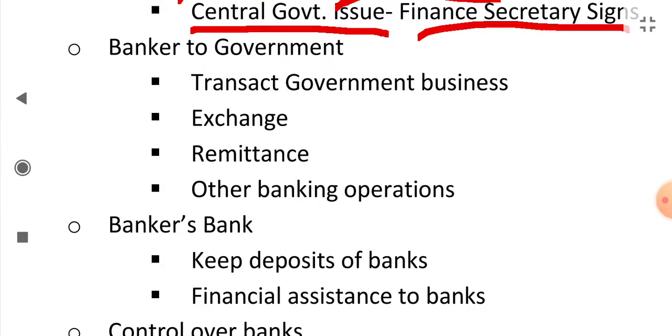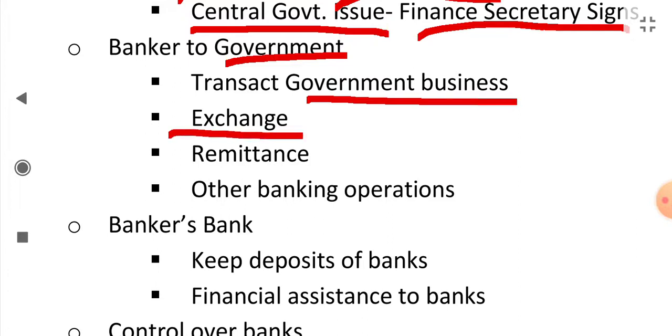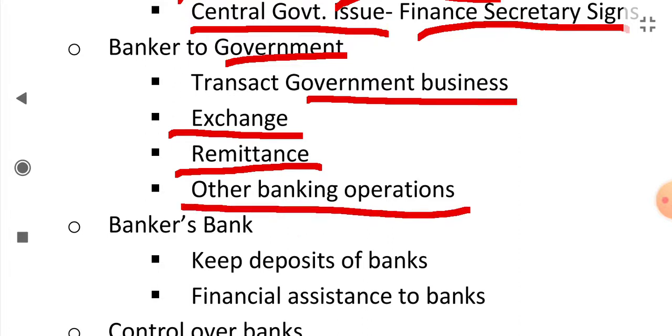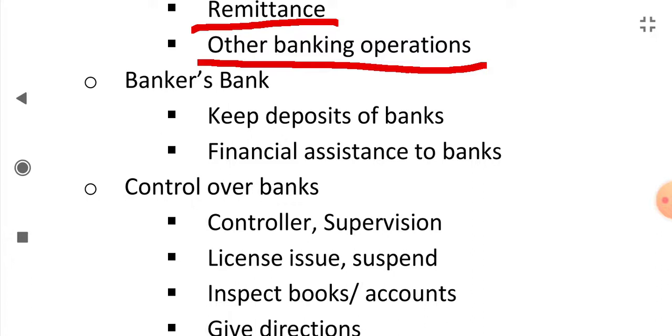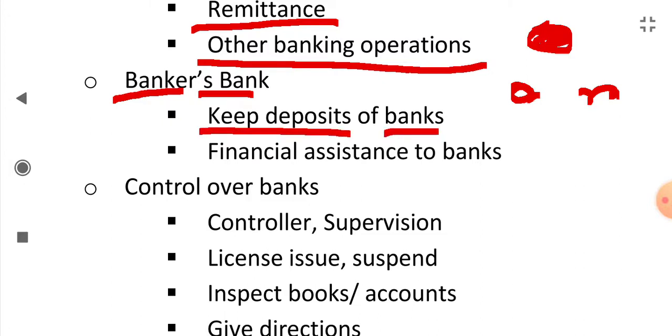Reserve Bank of India is a banker to the government. It transacts government business. It is a bank to the government. It provides banking facilities to the government, like in the foreign exchange of the government, in the remittance from one country to another, and other banking operations of the government. Next, it's the bank of the banks. It's the bankers' bank, like all the banks in India, it is a bank to them. Supreme bank. So it keeps deposits of the banks and provides financial assistance to banks.